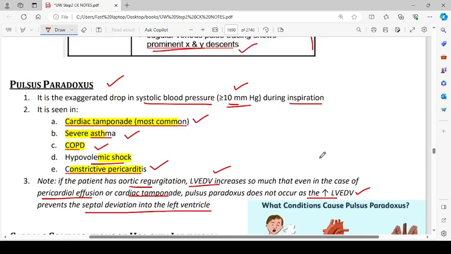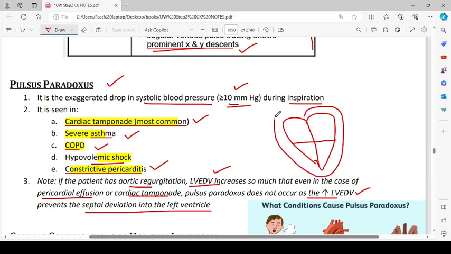Okay, now listen, why does pulsus paradoxus occur? They're trying to tell you that normally this is the heart and I'm not drawing the pericardium. Okay, let's draw it. This is the pericardium, and the pericardium is filled with blood, or maybe there is some effusion, or maybe there is some constriction, but the heart cannot expand outwards. When this right ventricle cannot expand outward, it starts expanding into the left ventricle.